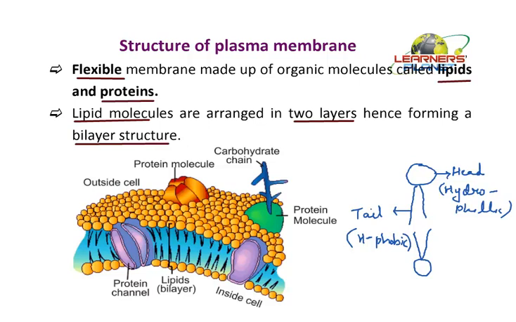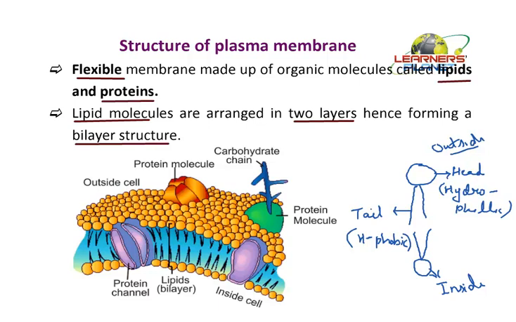The tails of the two layers are going to face each other, and the head regions are going to face opposite to each other. Now the head region of one layer will face towards the outside of the cell, and the head region of the other lipid layer will face towards the interior of the cell. Interior of the cell means towards the cytoplasm.